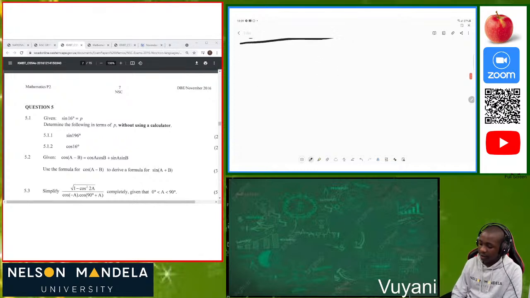Maybe we are given triangle ABC. No, this is not a right angle. It's a bit weird. Let me just do something like this.